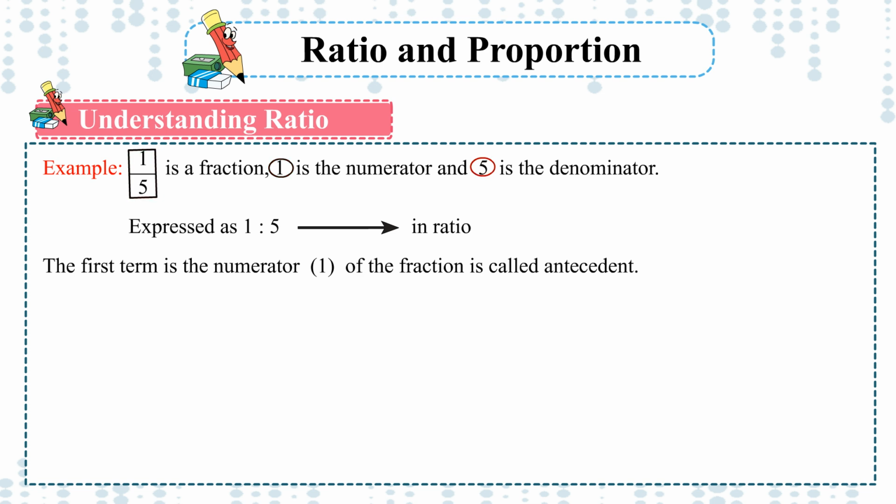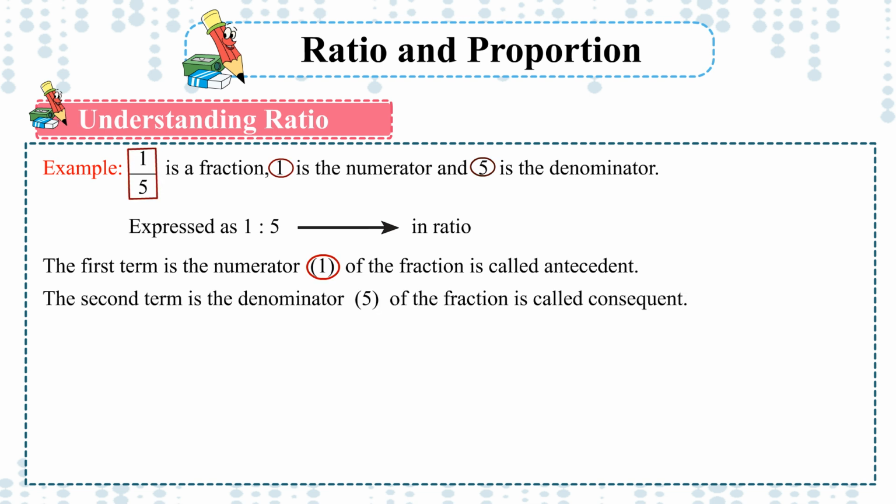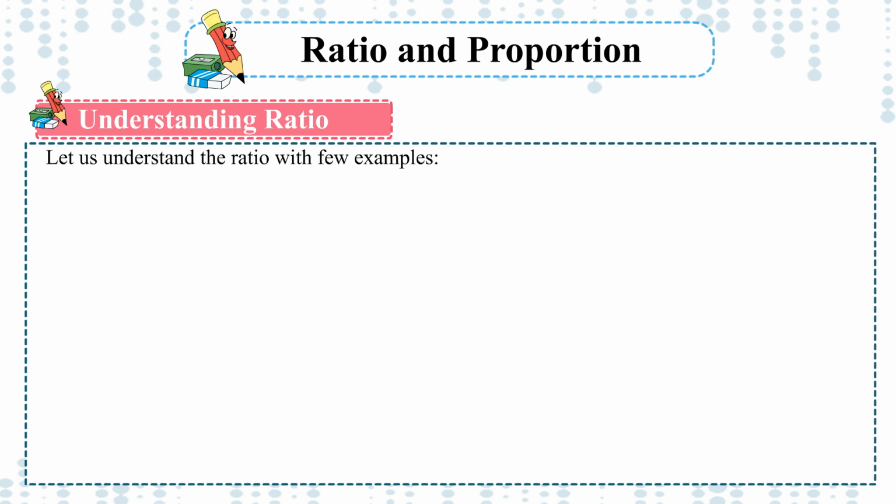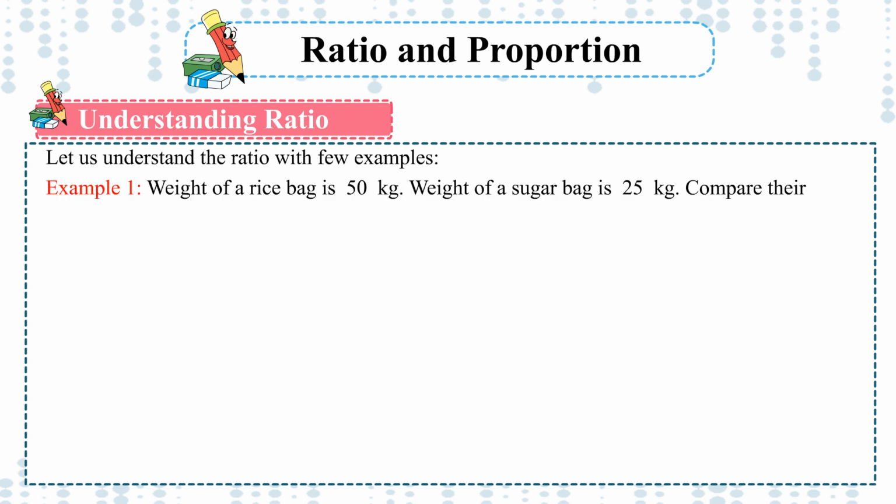The first term, the numerator 1 of the fraction, is called antecedent. The second term, the denominator 5 of the fraction, is called consequent. In 1:5, 1 is an antecedent and 5 is a consequent. Ratio is generally expressed in simplest form. Let us understand the ratio with a few examples. Example 1. Weight of a rice bag is 50 kilograms. Weight of a sugar bag is 25 kilograms.